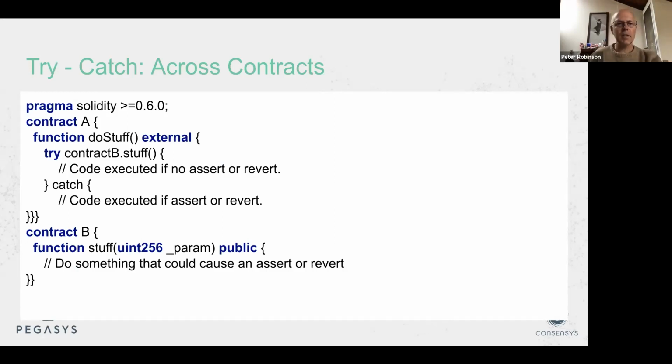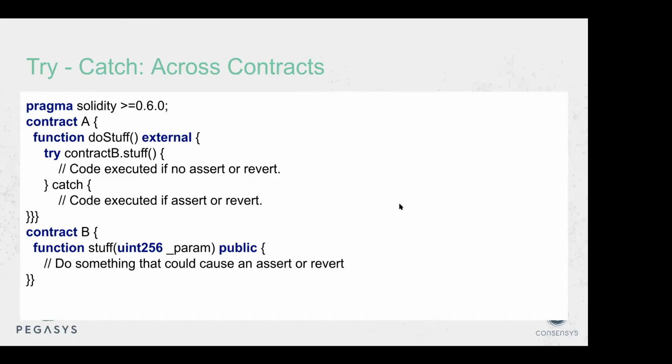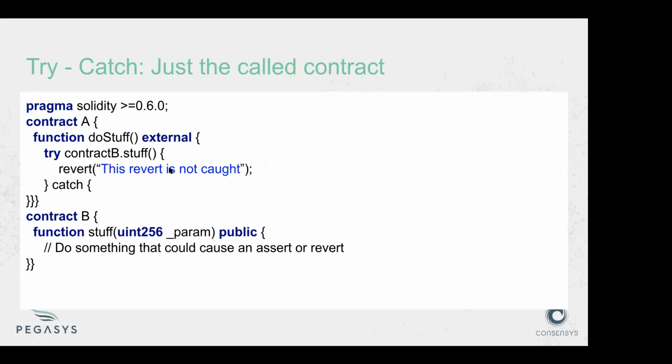You've got a function in a different contract that you're calling. And if an exception occurs in that contract, then you'll go to the catch part of the code. And if you don't have an exception, then the code before the catch and after that bracket is executed. So this code is executed.